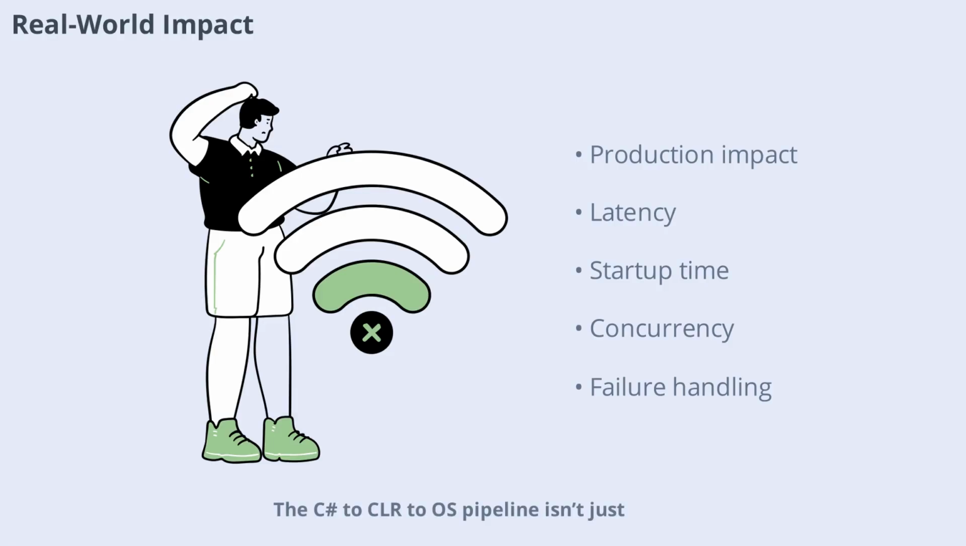The C# to CLR to OS pipeline isn't just a technical detail, it directly affects how applications behave in production. Garbage collection impacts latency, JIT compilation affects startup time, and runtime services shape how concurrency and failures are handled. When developers understand these mechanics, they stop treating the runtime as a black box and start working with it, leading to better performance tuning and safer design decisions.